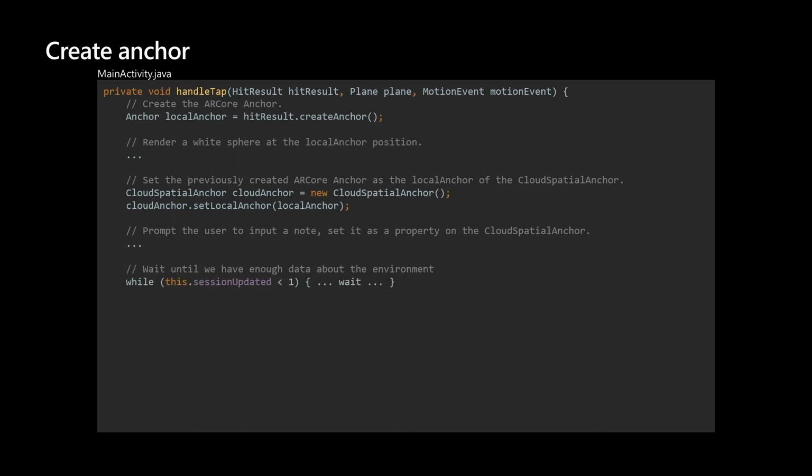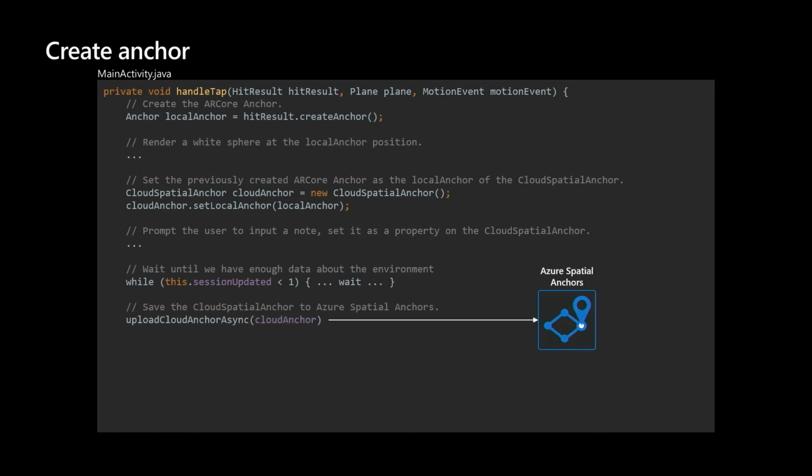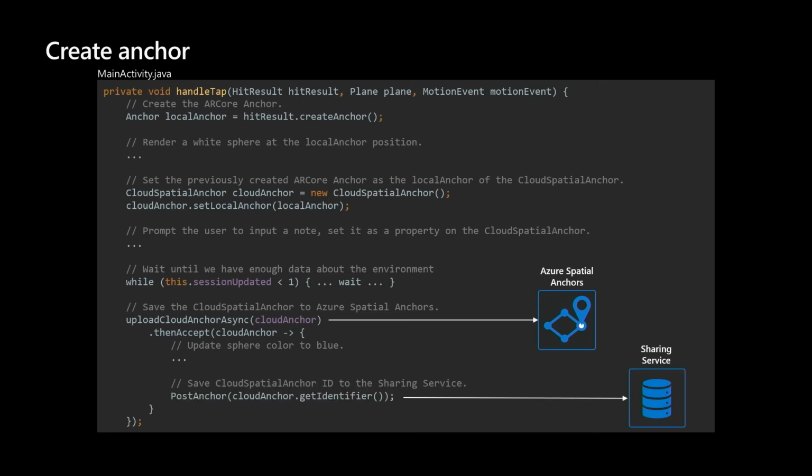Next, we're going to wait until we have enough data about the environment. So when I talked about that handshake, that here's camera frames, give us back a number, we're waiting until we get above 1 so we know enough about the environment. Once we get there, we can save it to Azure Spatial Anchors. So we're going to save it and wait for a callback. That callback will have the Cloud Spatial Anchor with an ID assigned. We're going to update the sphere color to blue because we successfully saved the anchor. And then we're going to save the ID to the sharing service.